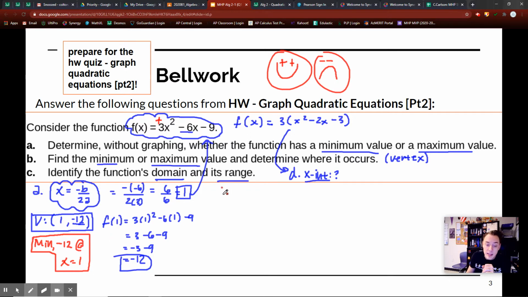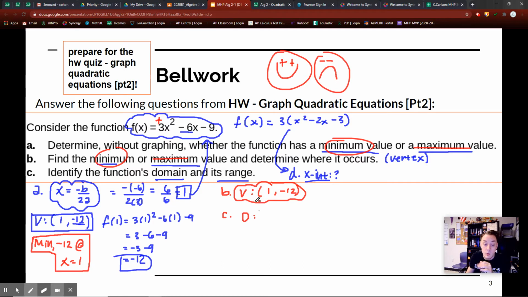So my B, well, when they say find the min or max, well, it is a min. It's not a max. And where it occurs, well, that's just my vertex. So I'm actually just going to copy it down. But this is where it occurs. Okay, just that.